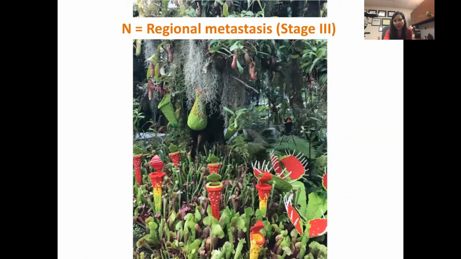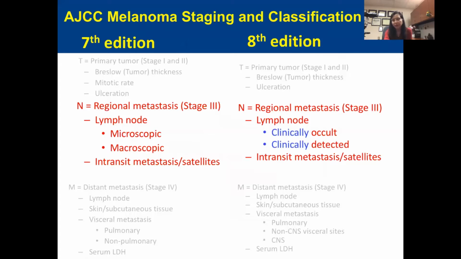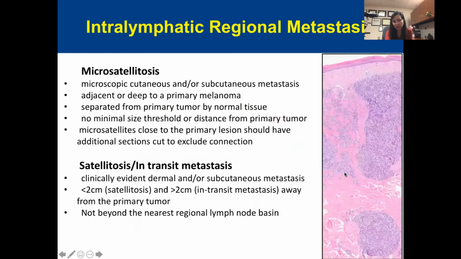So let's move to N staging. This is the patient with metastatic melanoma to the regional lymph node, or a melanoma metastatic to the regional lymphatic channel. That means in-transit metastasis or satellite. I will talk a little bit more about it. In terms of the staging, now we use the terminology 'clinically occult' instead of saying microscopic, and 'clinically detected' instead of saying macroscopic. So let me start with in-transit metastasis or satellite.